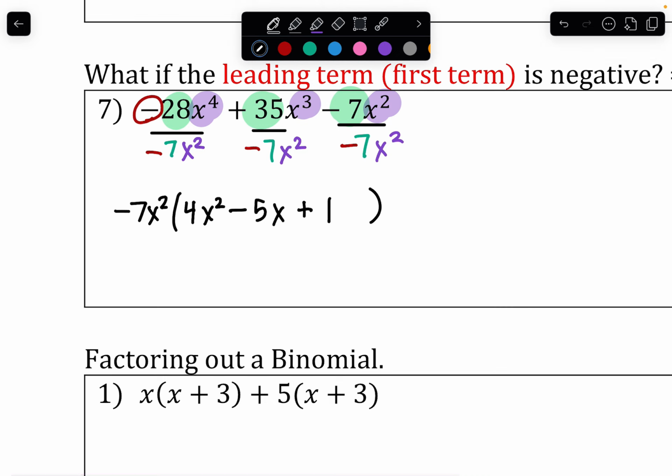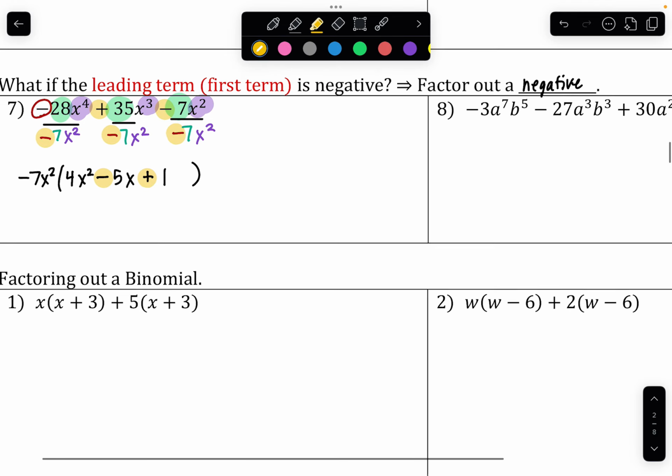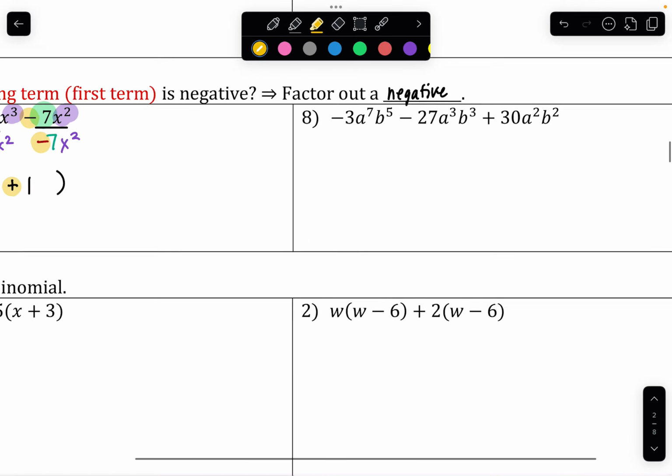And so something that's important to notice is when you distribute a negative, all the signs change. When you undistribute a negative, all the signs change. Okay? And so that same pattern will hold true for factoring.